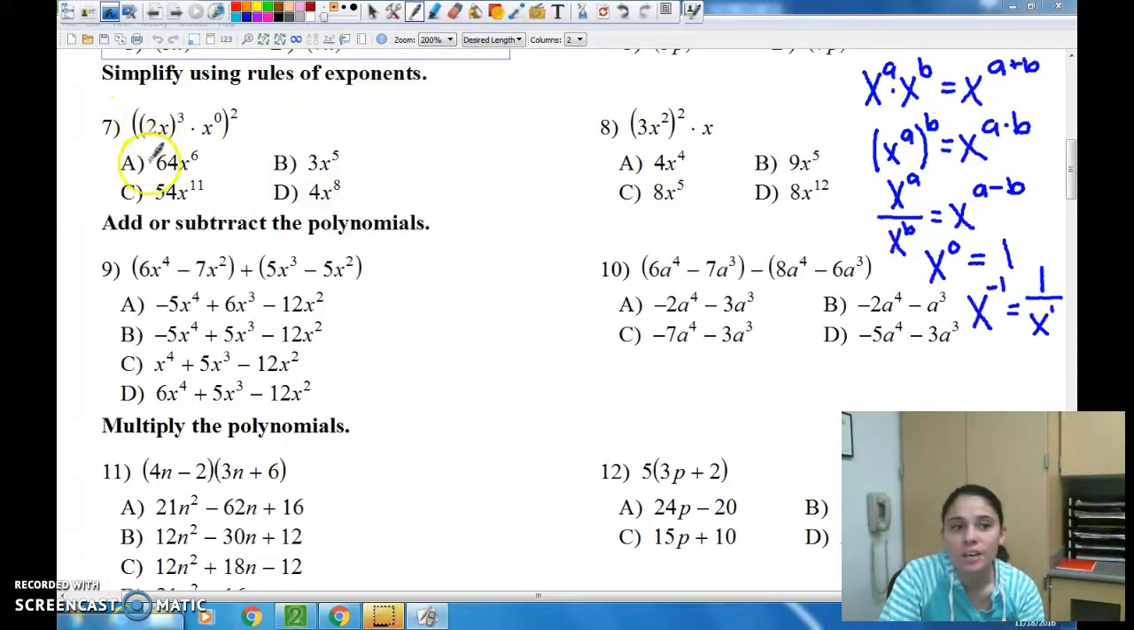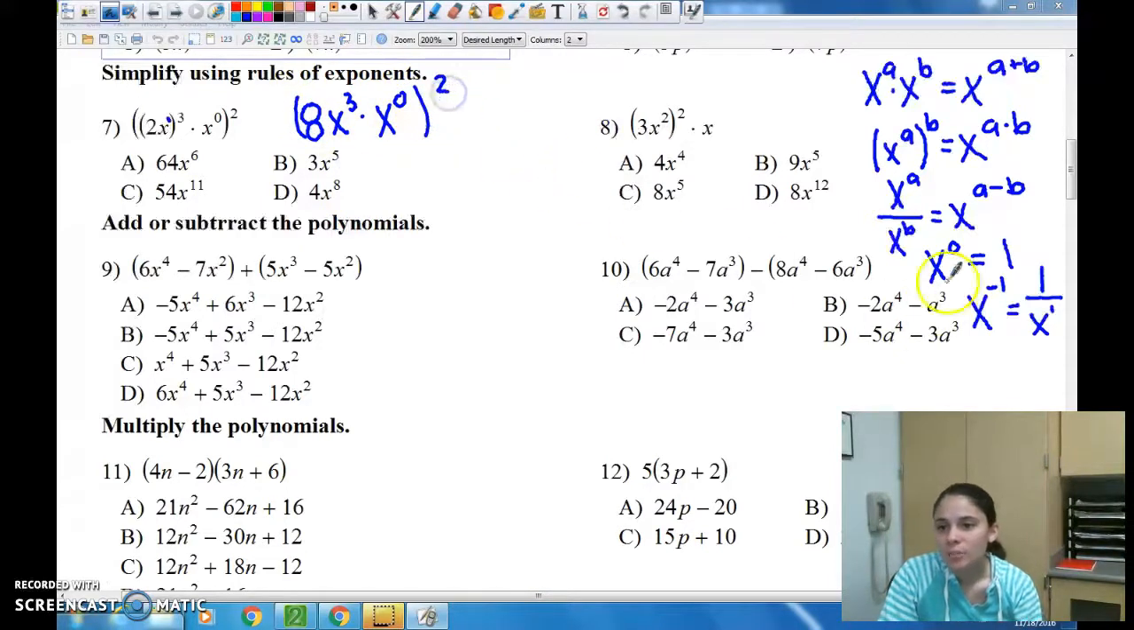So I've got to start with the innermost parentheses, exponents. So I have 2 to the third and x to the third. So 2 to the third is just 2 times 2 times 2, which is 8. And then x to the third, this is like x to the first, and 1 times 3 is just 3. So this is just x to the third. Now I have that times x to the 0. And then this whole thing is squared. But just like I said over here, anything to the 0 power is equal to 1. So this is like 8x cubed times 1, which is just 8x cubed.